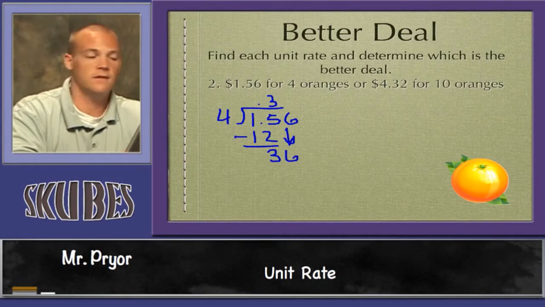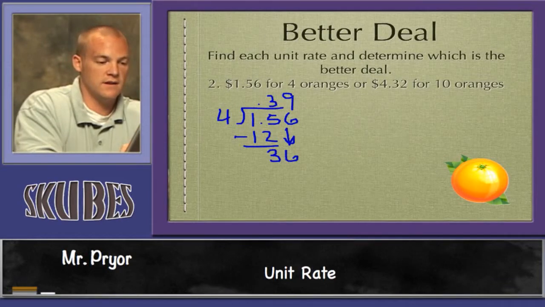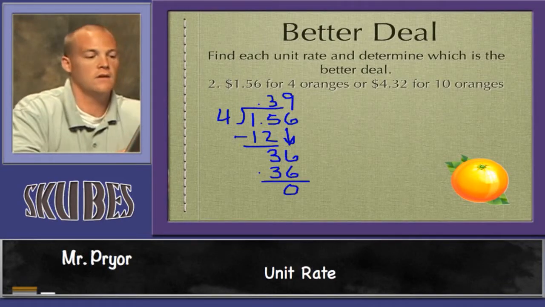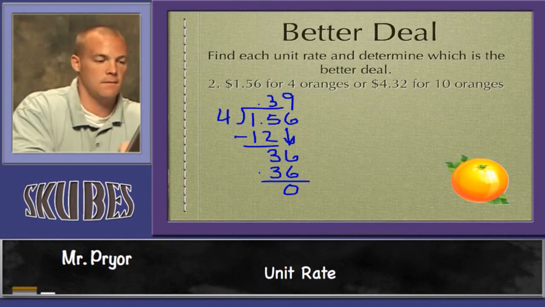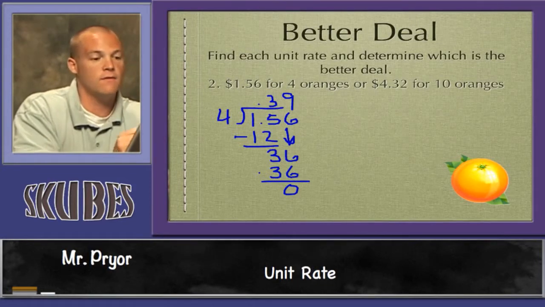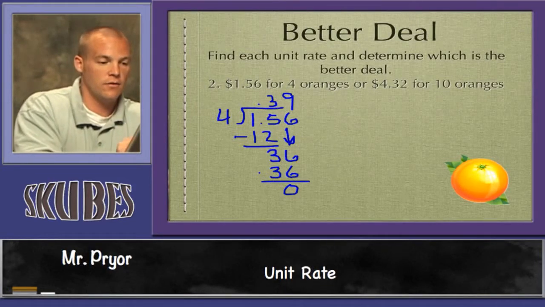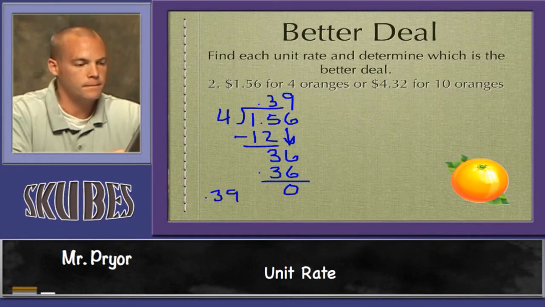4 goes into 36 9 times. So we can see 9 times 4 being 36, that this is going to work out quite nicely for us to show us that 4 oranges will be 39 cents a piece at the rate of $1.56 when we buy 4 of them at $1.56. So 39 cents there, and I'll write that off to the corner here to remind me.